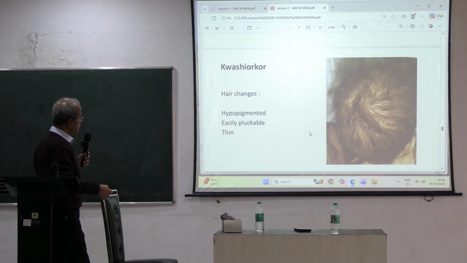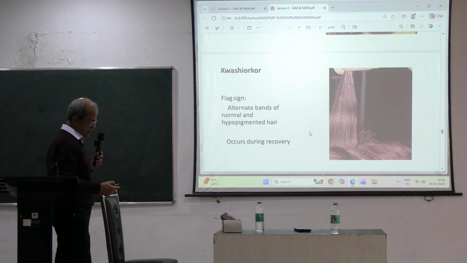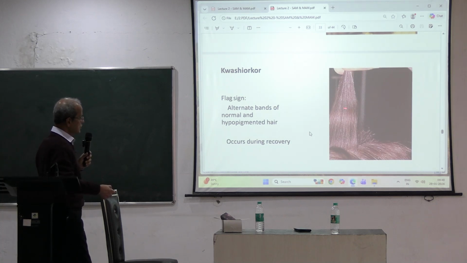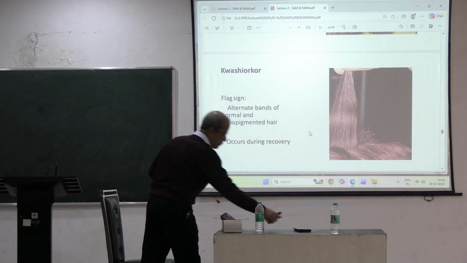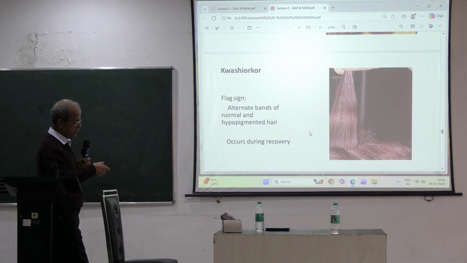Hair changes of kwashiorkor. The hair is hypopigmented, easily pluckable, and thin. Flag sign: the child has got proper nutrition for some time, during which the hair is normally pigmented, the melanin has been synthesized, and after that the melanin synthesis has been reduced. So this is called flag sign. That is the typical flag sign of kwashiorkor. Some part of the hair is pigmented and some part of the hair is depigmented.